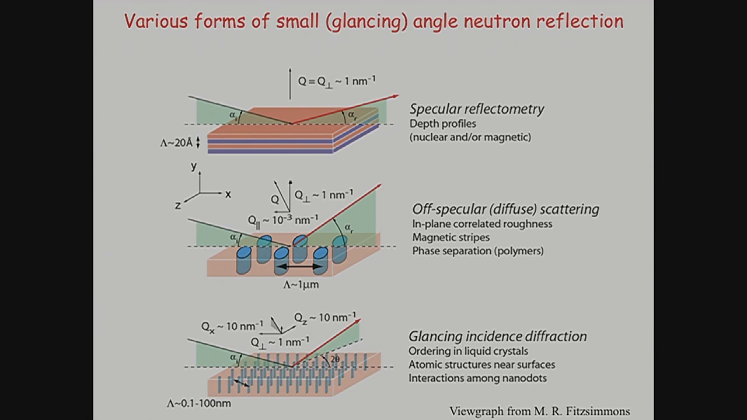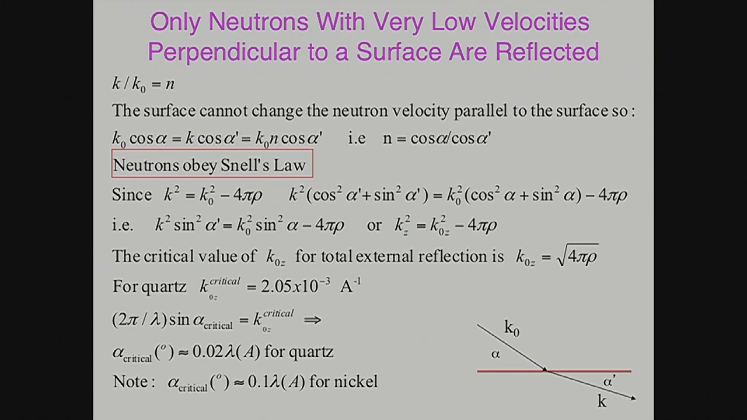You have to be careful with reflection because it isn't weak scattering, right? By definition, if it's full specular reflection, then the amount of intensity you get off is equal to the amount of intensity that you've shone on the sample. That's not weak. So you have to be very careful about how you do the calculation, and the kinematic approximation doesn't work.